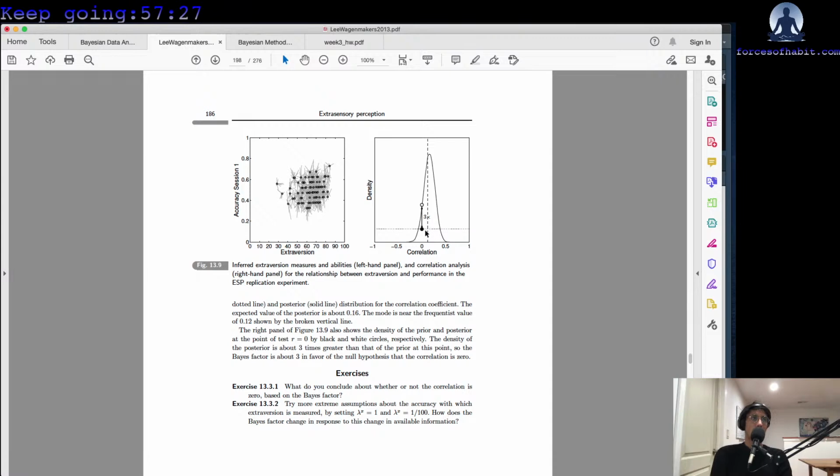The null hypothesis is that the association between those two variables is 0. And there's evidence to support that. That's what we found. So what do you conclude about whether or not the correlation is 0? I conclude that it's likely that the correlation is 0, or there's evidence that the correlation is 0. And there's evidence in favor of no association between the two.